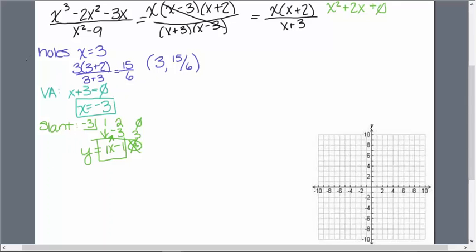So let's get all of that graphed up here. I have a vertical asymptote at x equals negative 3, so I have a dotted line through negative 3. I have a slant asymptote at 1x minus 1. So this starts at negative 1, and the slope is up 1 over 1. Starts at negative 1, up 1 over 1, up 1 over 1, and so on.